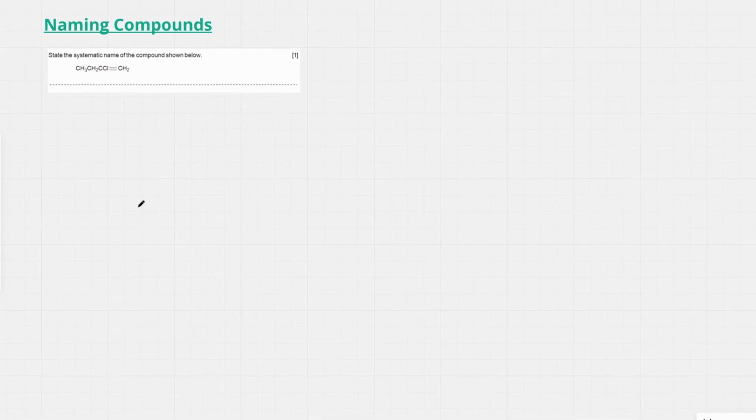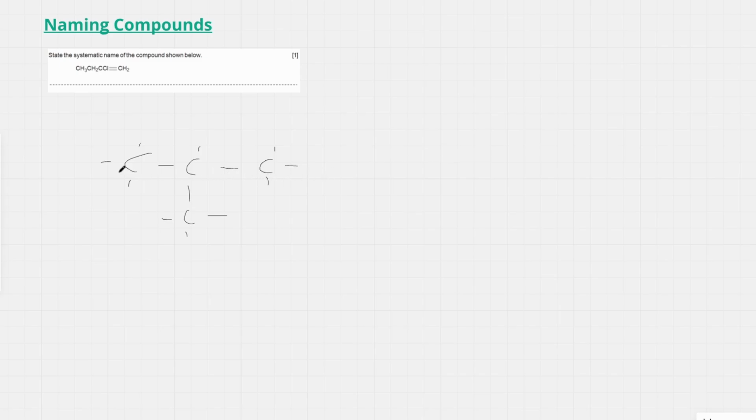Okay, and moving on to naming a compound when you're given a structure. So in an exam you might be given a picture of something like this. And of course the hydrogens won't be labelled in the exam. Well, they probably won't be. But you're going to have to know how to label a compound like this.